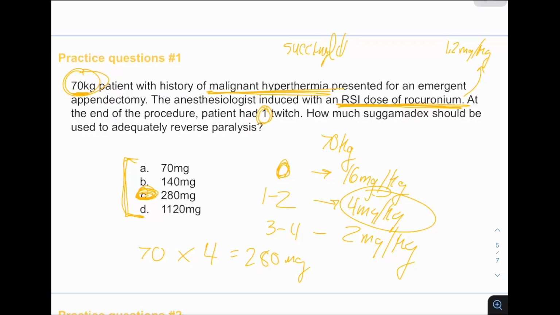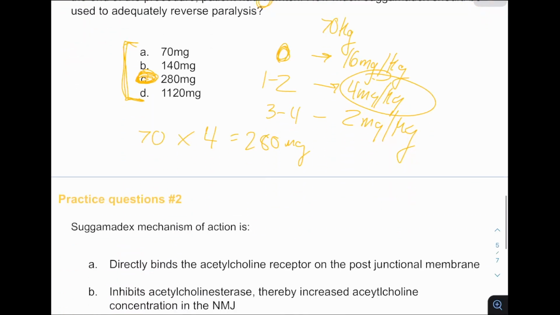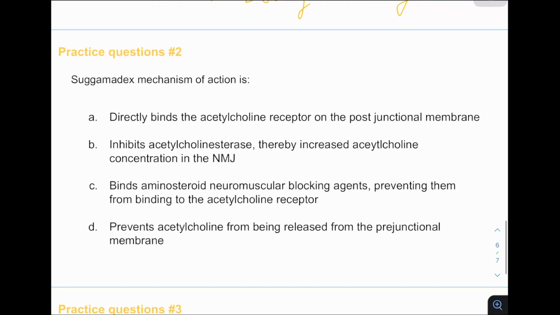Now, succinylcholine is not reversed by sugammadex. Just remember that. Succinylcholine is not reversed by sugammadex. Sugammadex is only used to reverse things like rocuronium and vecuronium. So let's move on to practice question number 2.